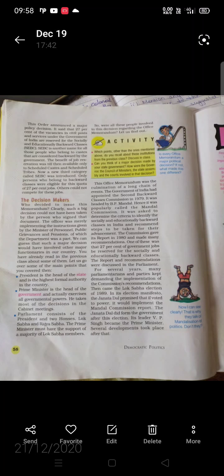Finally it was implemented through an office memorandum, with the OM number 36012/31/90, dated April 13, 1990. So this is how the decision was taken.